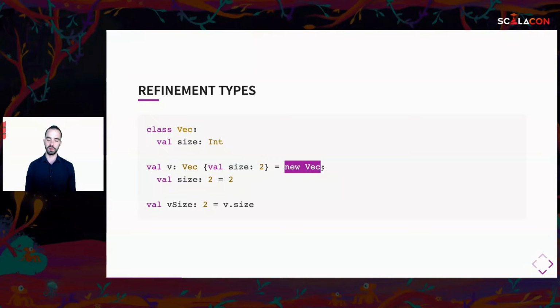If I create a new vector, it's an anonymous class here, and I define that the field size overrides, implements the size that is here with a precise value 2, then I can type it as this refinement type. And then if I access v.size, I can assign it to a value of type 2. So I know that the type of v.size is 2.